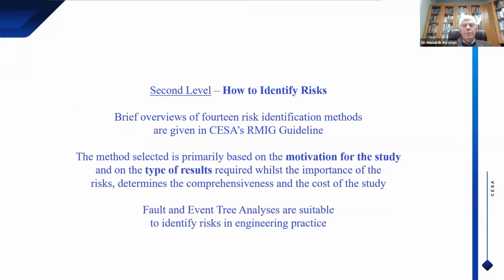How to identify risks. Brief overviews of 14 risk identification methods are given in the Army guideline. The method selected is primarily based on the motivation for the study and on the type of the results required, whilst the importance of the risks determines the comprehensiveness and the cost of the study. I prefer to use fault and event tree analyses that are suitable to identify risks in most engineering practices.